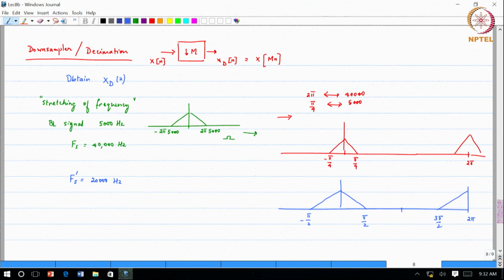Now why does it look wider? Because the sampling frequency is now smaller. With respect to the sampling frequency, my highest frequency component now looks like a larger fraction. If we always tend to draw 0 to 2 pi, when you draw 0 to 2 pi, it looks like my spectrum has stretched. So this is what we mean by stretching of the spectrum.